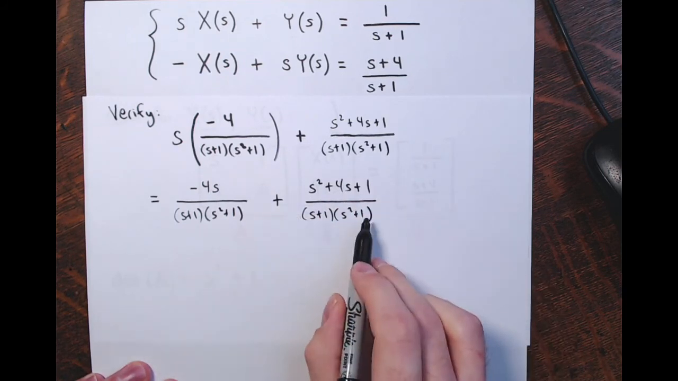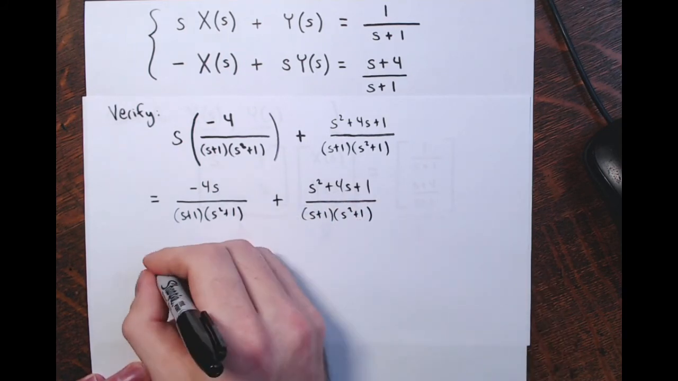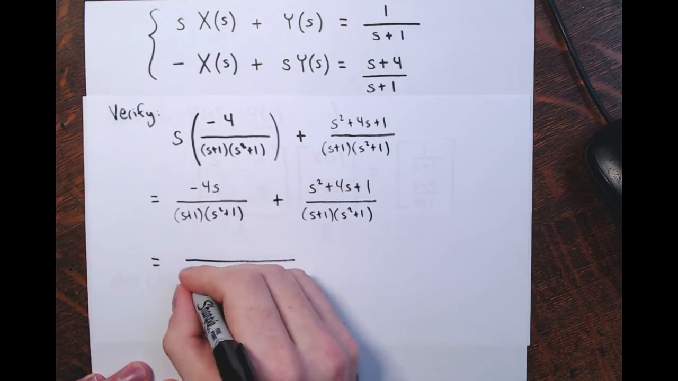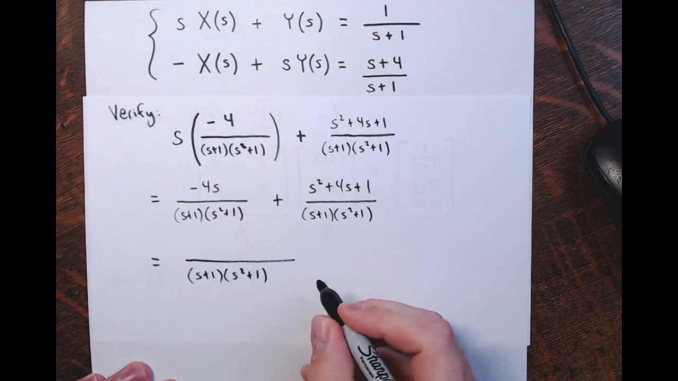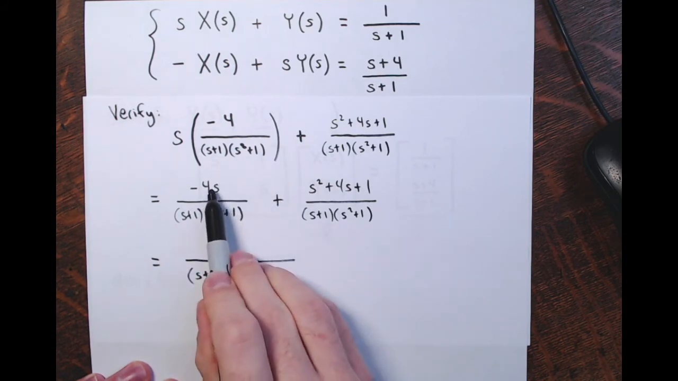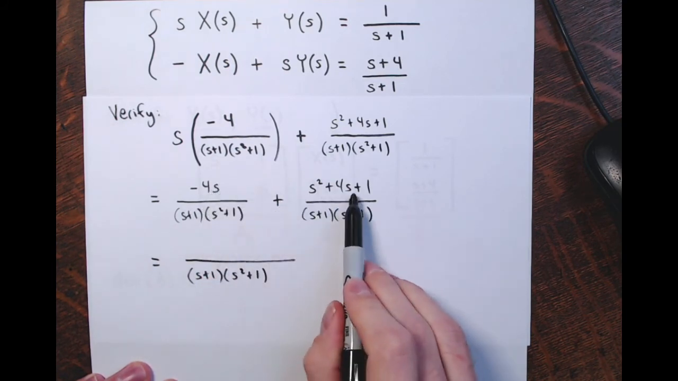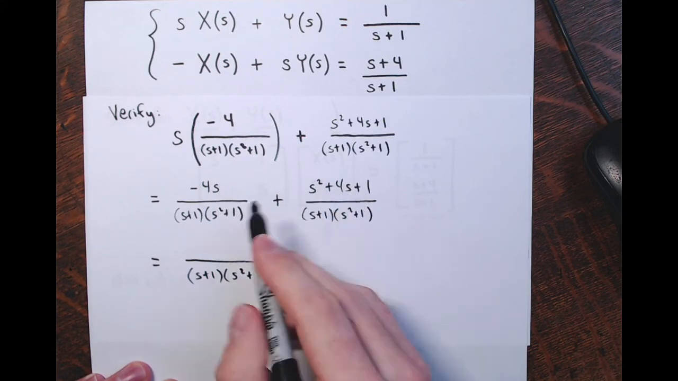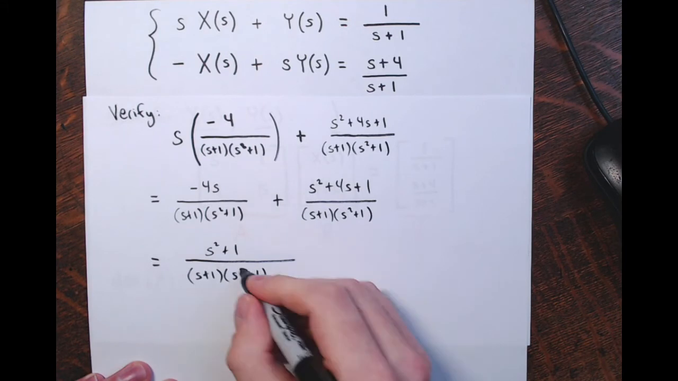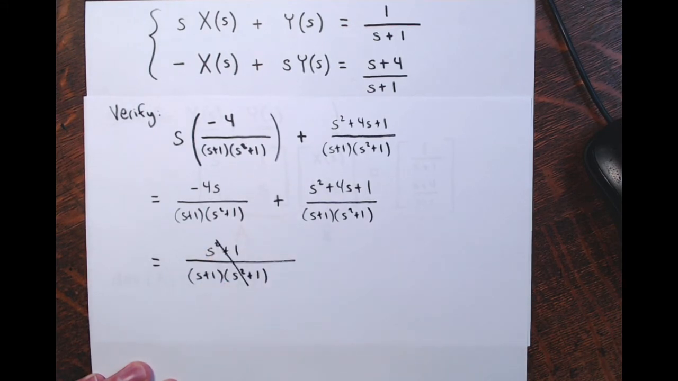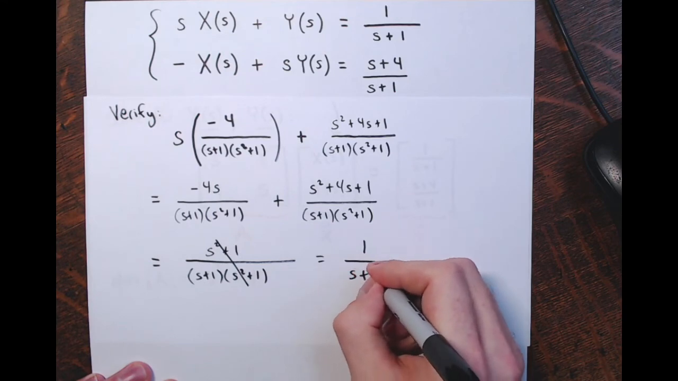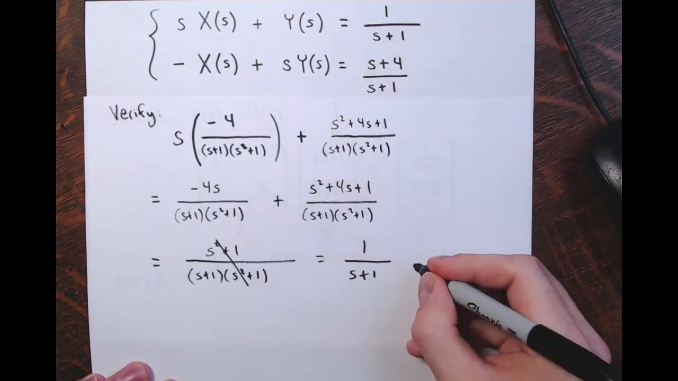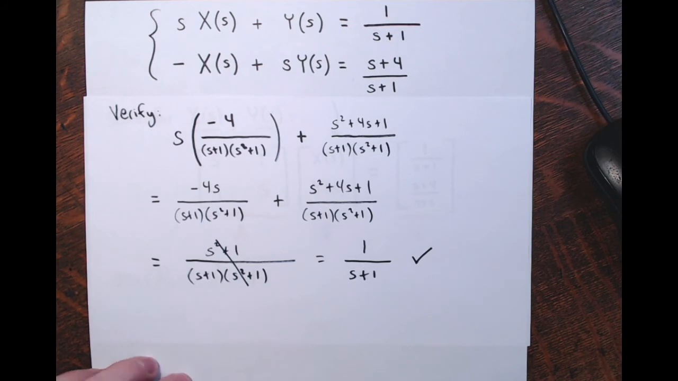These have a common denominator, so I can put the numerators together. So we get that same denominator in the sum. And then what happens when I put these together? You see negative 4s plus positive 4s, so the s terms are gone, and I'd be left with s squared plus 1. And then look, those cancel, s squared plus 1 and s squared plus 1, and I'm left with 1 over s plus 1, exactly what the right side is. So check on that. The first equation is satisfied.